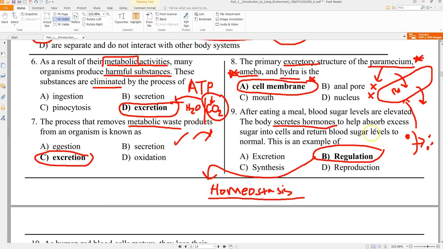Homeostasis. You have to regulate your blood sugar levels. When you eat, your blood sugar levels go up, and then your pancreas secretes a very special hormone that regulates blood sugar levels. Do you know what that is? Insulin. Insulin is a hormone that is secreted from your pancreas to control blood sugar levels.